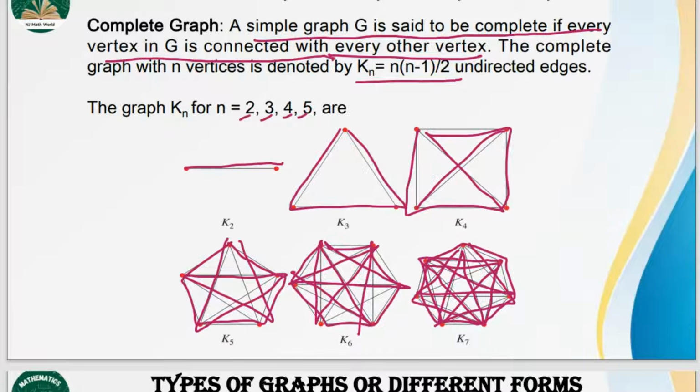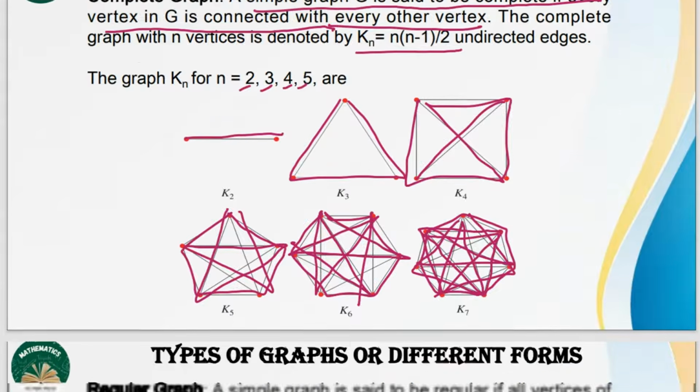It's called a complete graph. A simple graph is said to be complete if every vertex of G is connected with every other vertex.